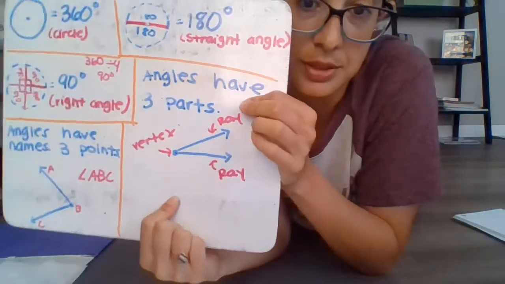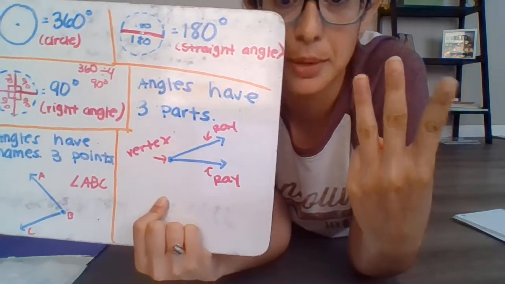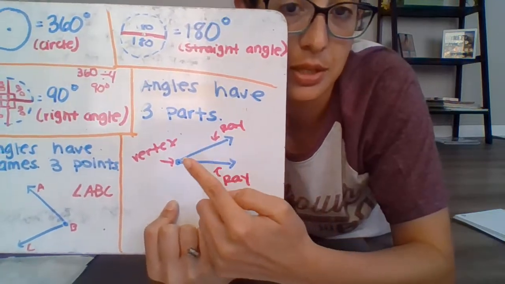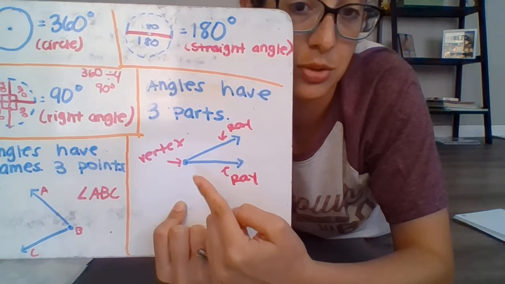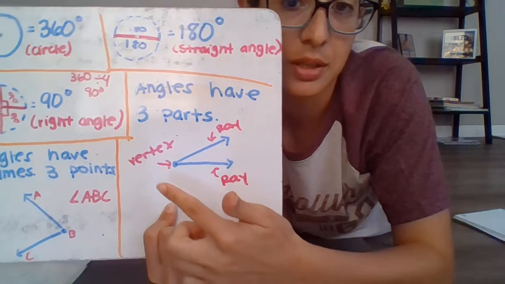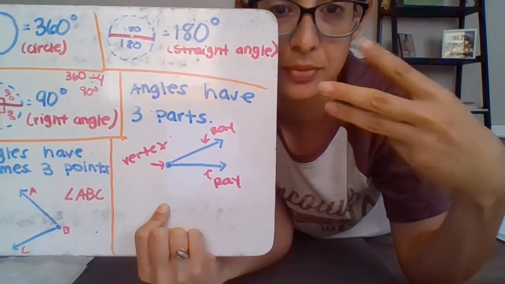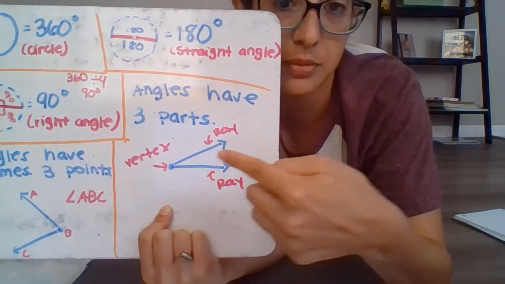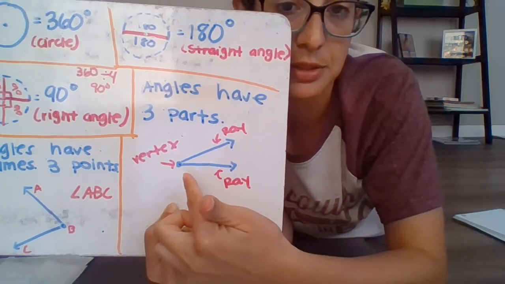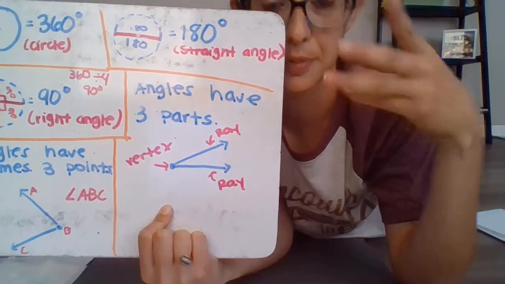Then we need to know this, okay? Angles have 3 parts. There are 3 parts that make up an angle. We have 2 rays, so 1, 2, and then the endpoint where they both meet is known as the vertex. So what are the 3 parts to an angle? Yep, 1 ray, 2 rays, and then we have the vertex, which is the point where they meet. Okay, so that's how many parts are in an angle.